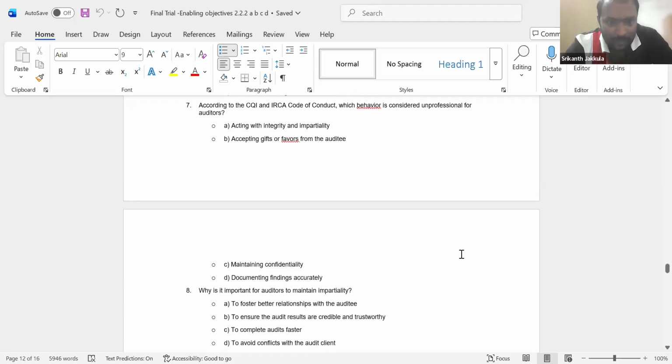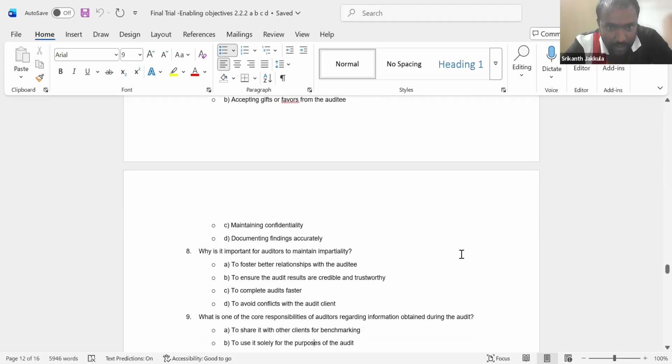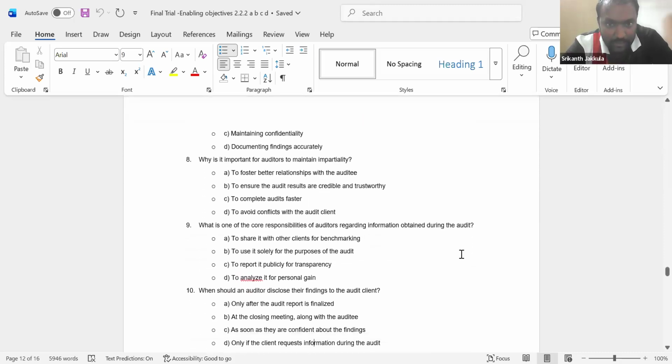Right. So eighth one, sir. Why is it important for auditors to maintain impartiality? A. To foster better relationship with the auditee. B. To ensure the audit results are credible and trustworthy. C. To complete audits faster. D. To avoid conflicts with the audit client. B, sir. Right, B, the best fit answer. Right answer, both Shashikanta Mahanta and Srikanth.